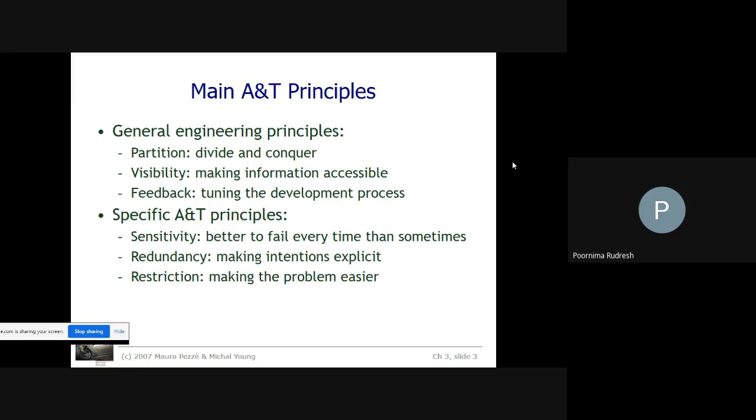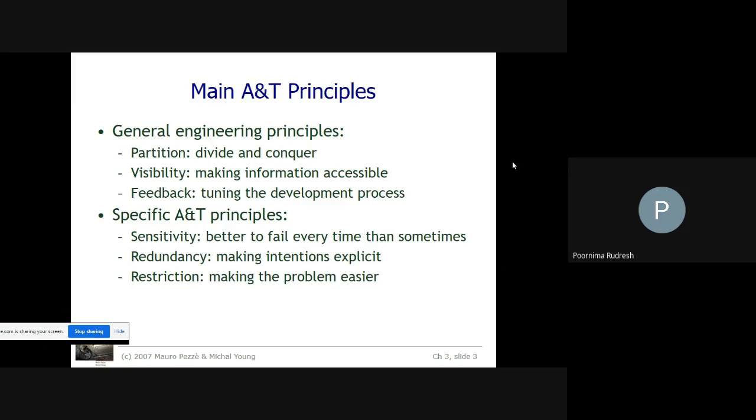Understood? So in total we have six basic principles. What are those? Partition, visibility, feedback, sensitivity, redundancy, and restriction. Together we have six basic principles, and these are categorized under general engineering principles and specific analysis and testing principles. Partition, visibility, feedback are categorized under general engineering principles. Sensitivity, redundancy, and restriction are categorized under specific analysis and testing principles. We'll see these basic principles in detail one by one.